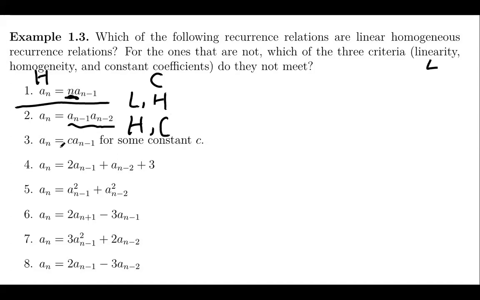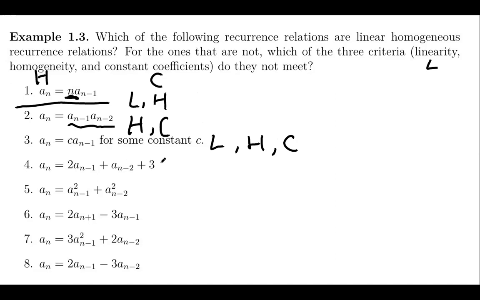All right, for number 3, we have a constant c times a_{n-1}. So this one meets all 3 criteria. It's linear. a_{n-1} is to the power of 1. It's homogeneous because there's only one term, so they all have the same degree. And we're given that the constant c is constant, so it has constant coefficients.